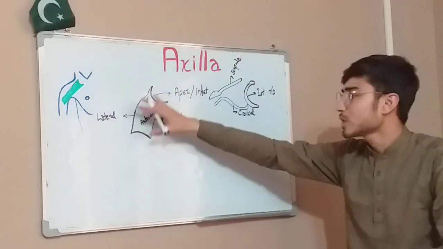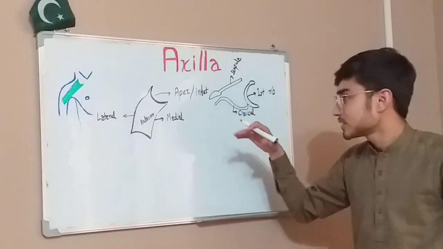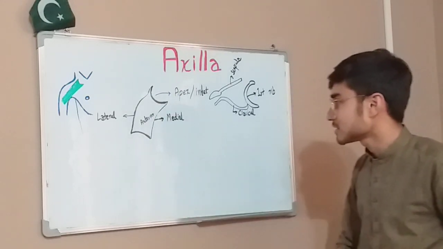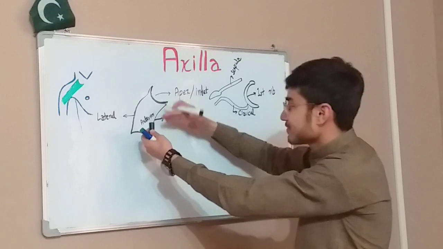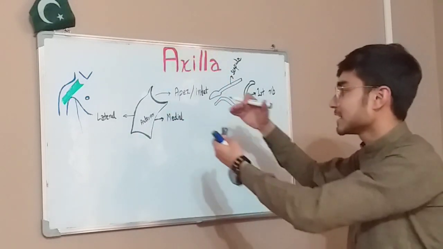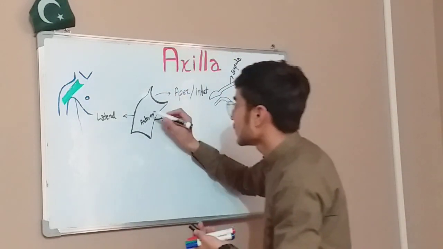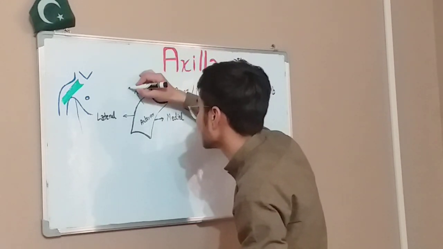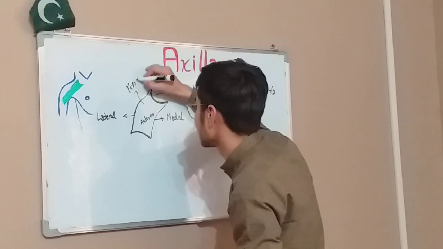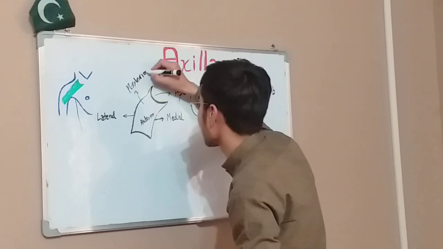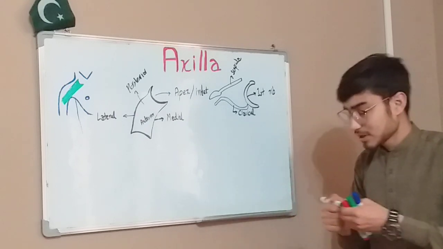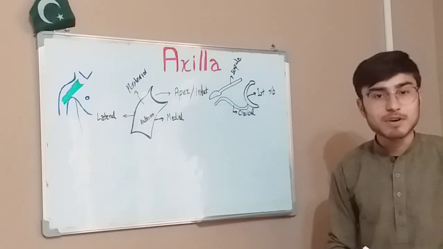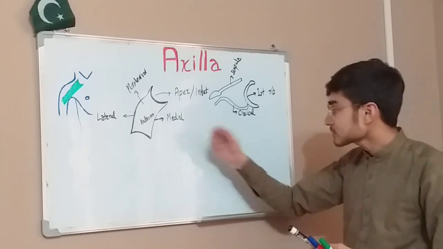This is a two-dimensional drawing, and I cannot draw the three-dimensional structure on the board, right? But you should imagine that this is the anterior surface of the axilla, right? And then we have the posterior surface of the axilla, that is inside the board actually, right? Now, these four surfaces are formed by muscles, right?